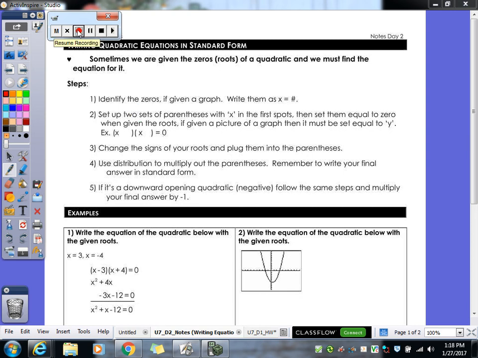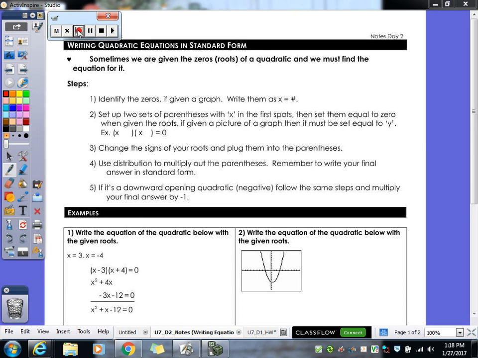Ms. Hinman. All right, so what we're working on today for our notes is, last class we had our quadratic, we factored it, and we got our roots. So this time we're going backwards. We're going to be given our roots. We have to go up and make our equation that goes along with it.